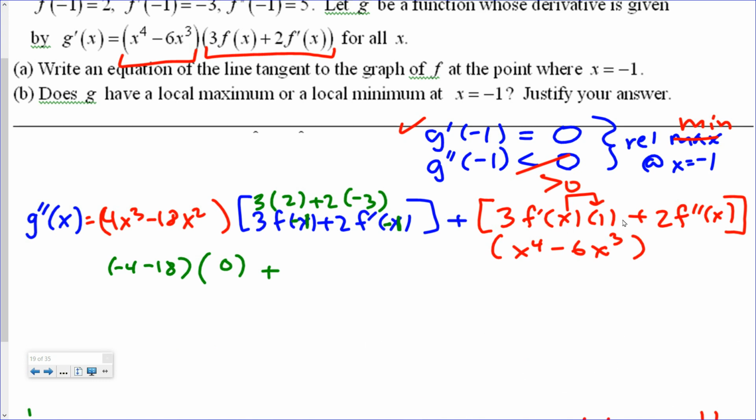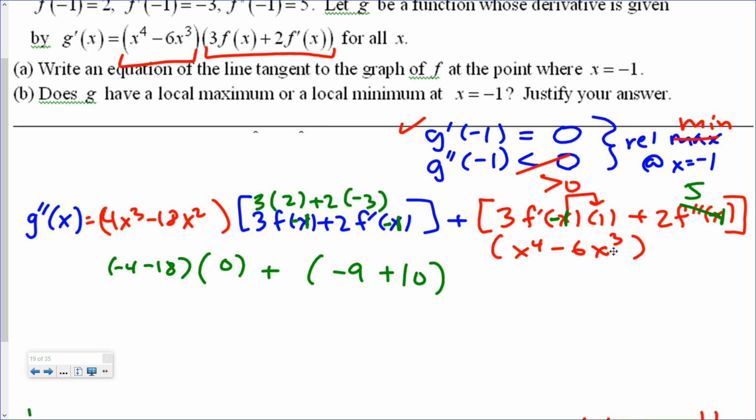Then this term right here, I'm going to plug in negative 1. So what I have is f prime of negative 1, but that's really negative 3, right? So what I have is 3 times negative 3, which is negative 9, plus 2 times, I'm going to put a negative 1 here. So what's the second derivative at negative 1? Is it 5? So that's going to be 2 times 5, which is 10. Do you agree with me so far?